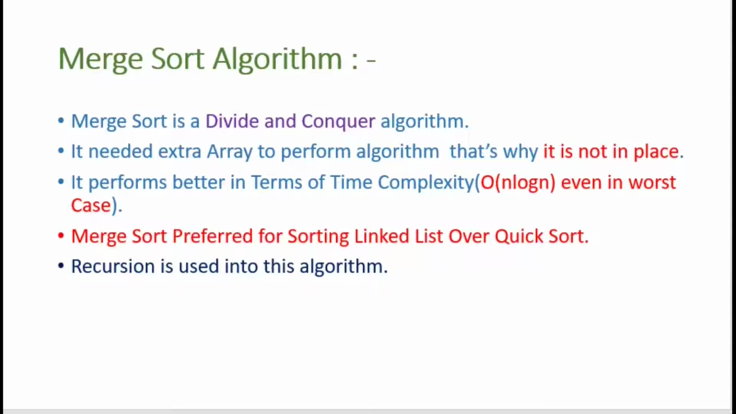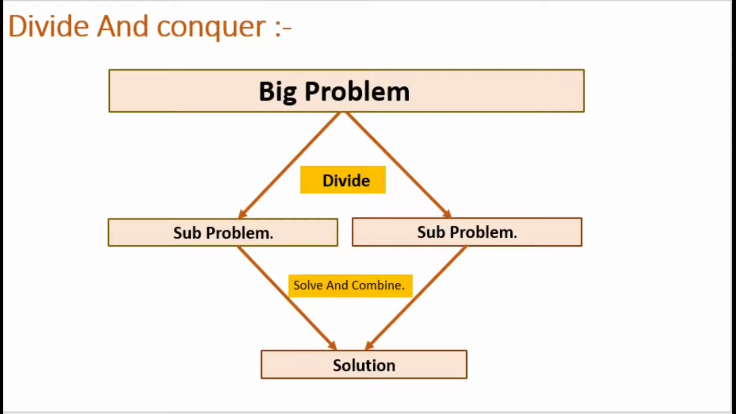Merge sort is a divide and conquer algorithm. Divide and conquer means it takes a big problem and recursively divides that big problem into some solvable small subproblems. I mean, it divides the big problem into subproblems until each subproblem is converted into a solvable problem. Like here, these subproblems will get divided and will get solved. After solving each and every small problem, we will combine them again and then we will get the solution.